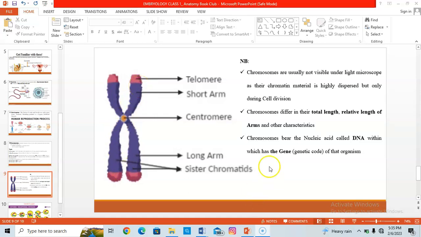Alright, there are some important things I want you to take note of. These chromosomes are usually not visible under a light microscope when cell division is not occurring, in the normal resting state. You can't see them under a light microscope, alright? But they become visible under a light microscope during cell division. It's only during cell division that you see the structure. It becomes visible, thread-like, long, and it thickens as the division continues.